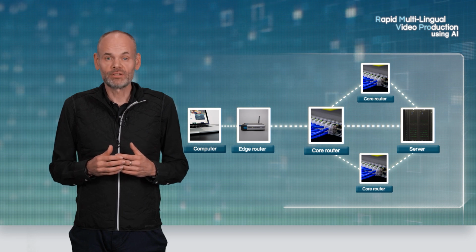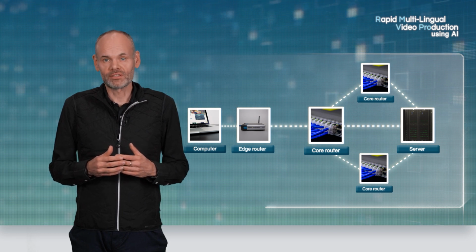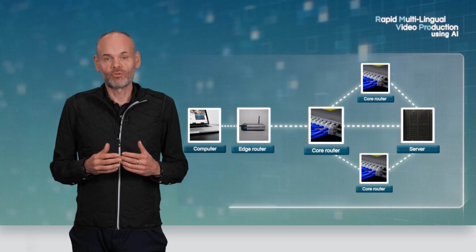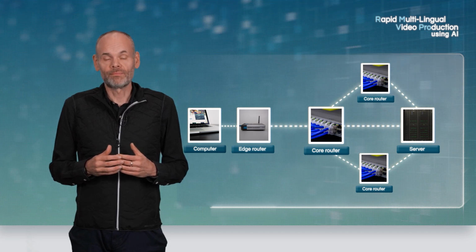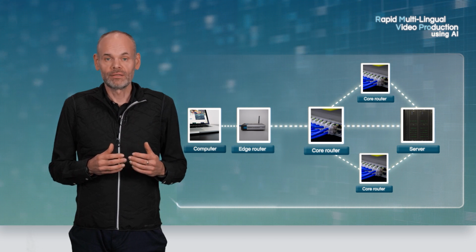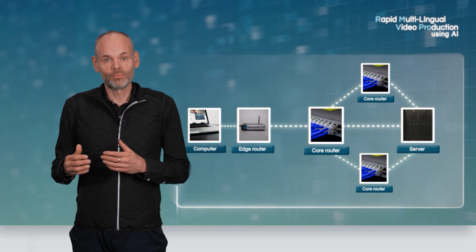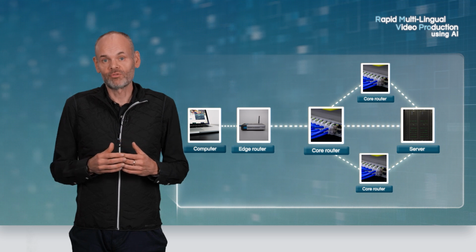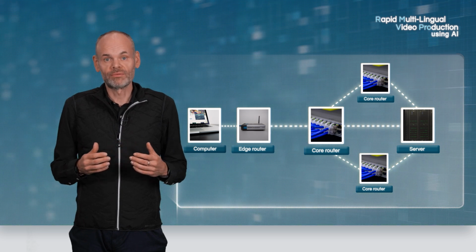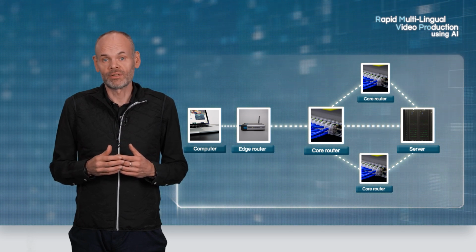So if you want to access a website, your computer sends the request to the edge router to which it is connected. The edge router is located at your home. Your request is sent to the server via several core routers. There it is processed, and the appropriate data is sent back to your edge router via several core routers, and finally displayed on your computer.